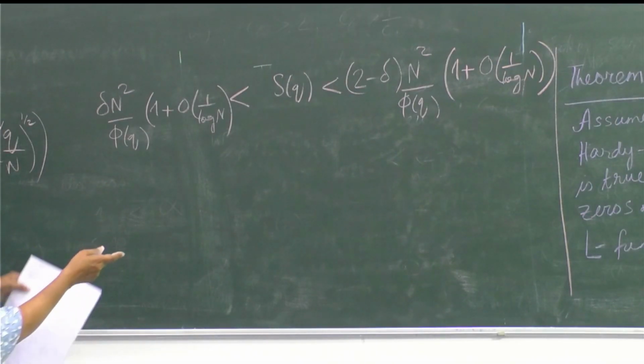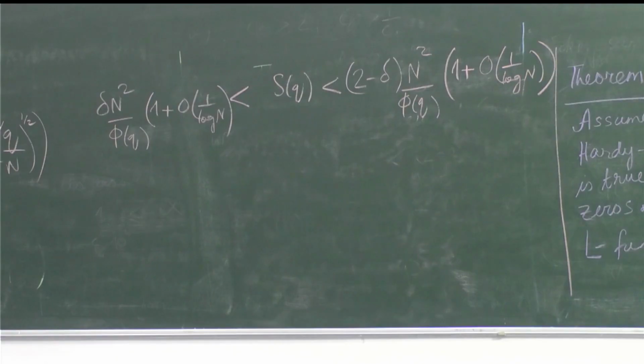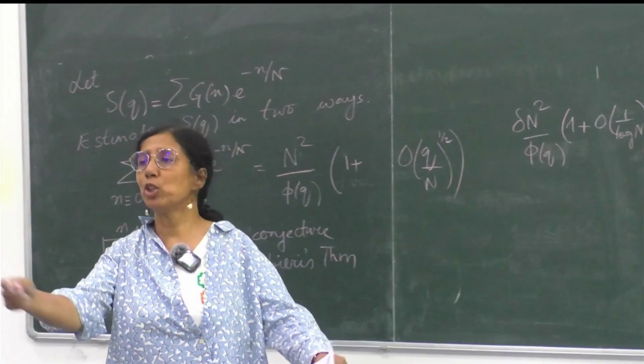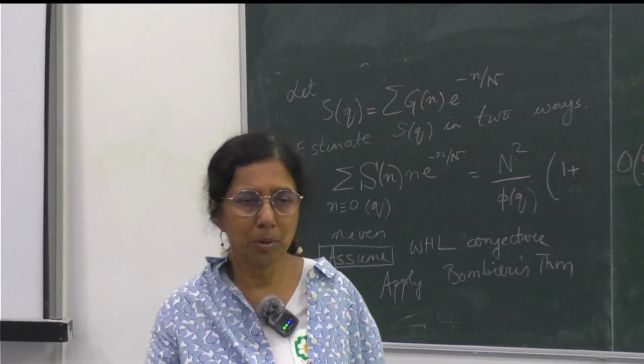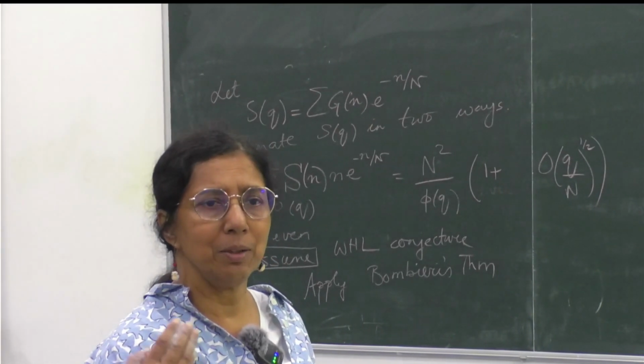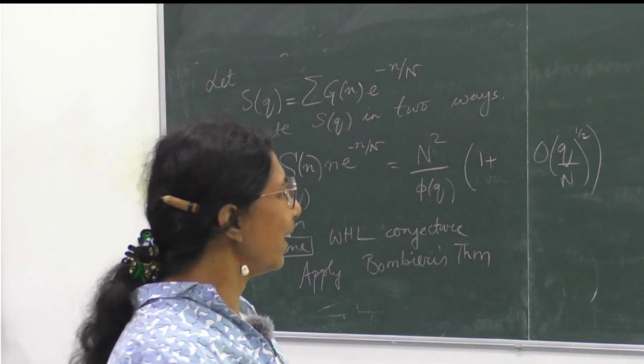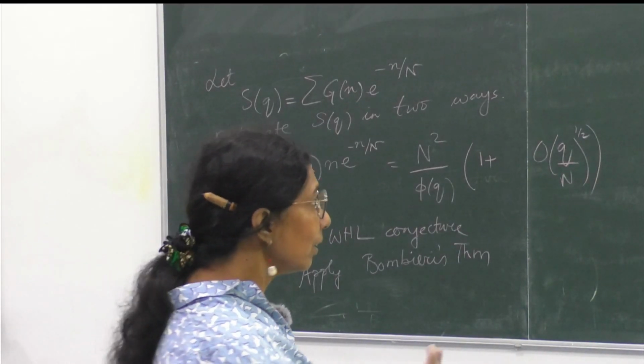So this result is possible if you assume the weak Hardy-Littlewood conjecture and apply Bombieri's theorem. Bombieri's theorem is true. You can apply it. There's no problem in it. The question is whether we can assume the Hardy-Littlewood conjecture. That's conditional.